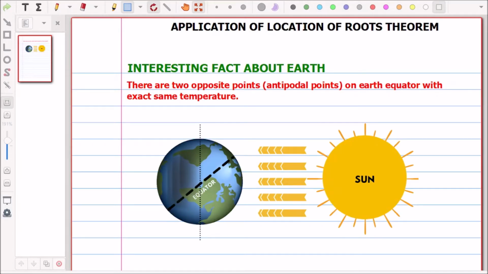Hello everyone. Today we are going to discuss a remarkable fact about our earth and its temperature. Did you know that there are always 2 points on opposite sides of the equator of the earth with the exact same temperature? We can prove this fact mathematically. Let us see how we can do that.